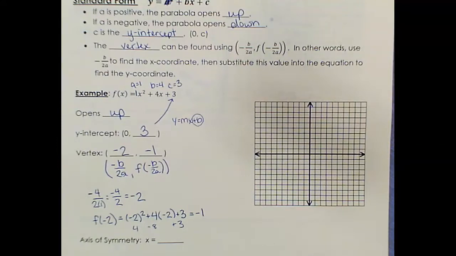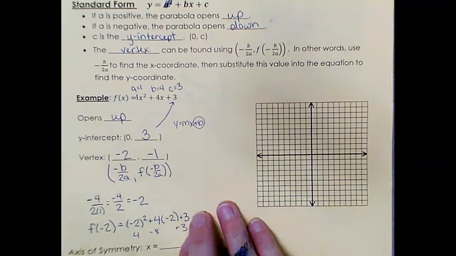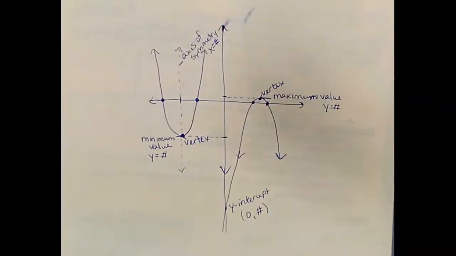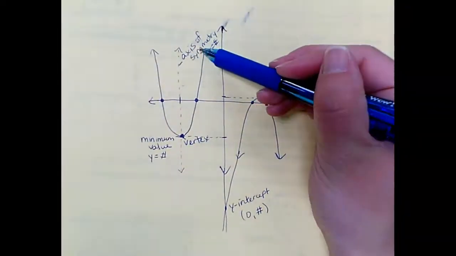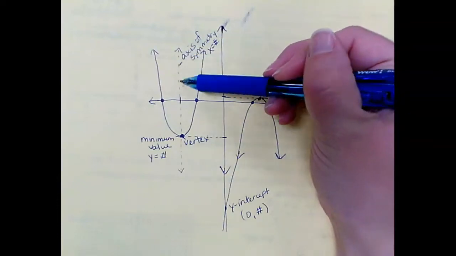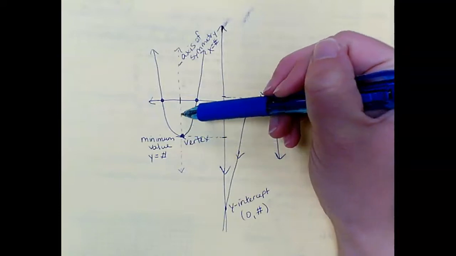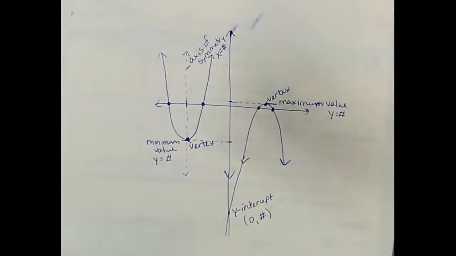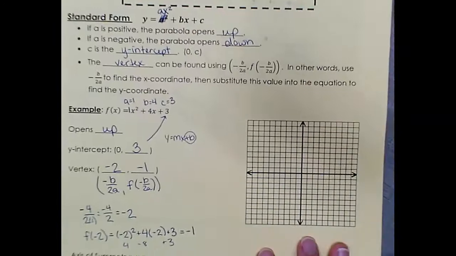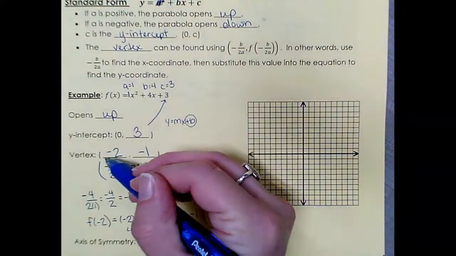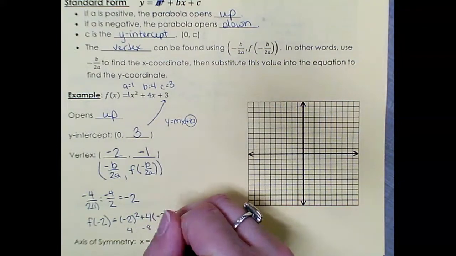My axis of symmetry is going to be x equals, and then looking back at my key features, remember your axis of symmetry is x equals the number for the x value in your vertex because it goes through your vertex. So if you take that x value, it's going to show you where your axis of symmetry is. So x equals, this is my x value, negative 2.